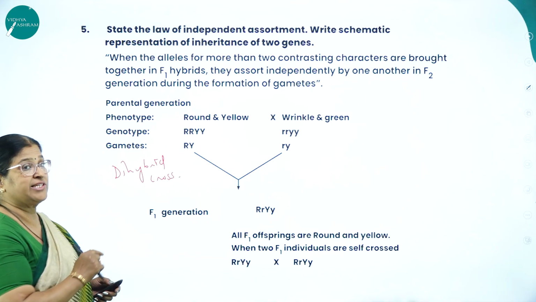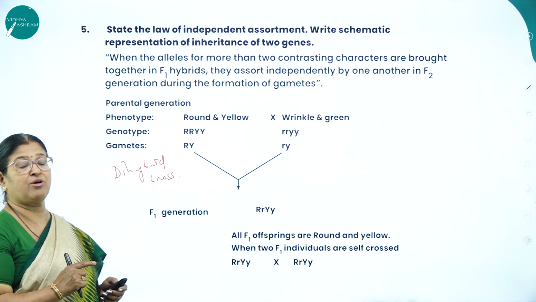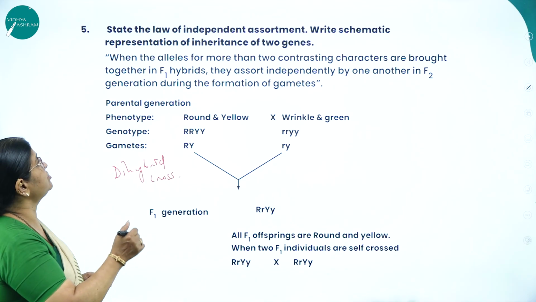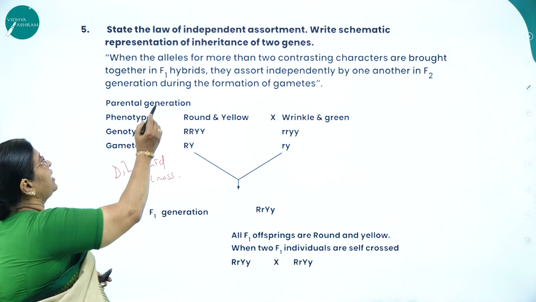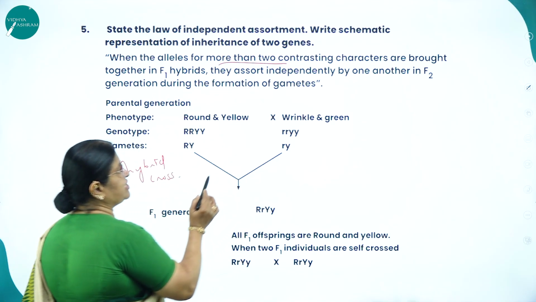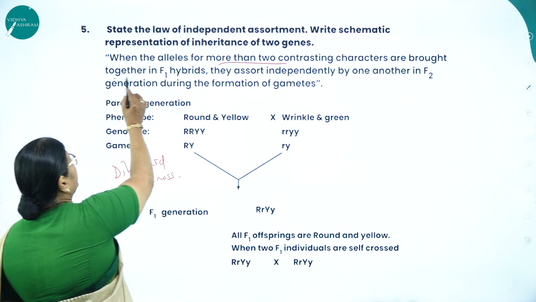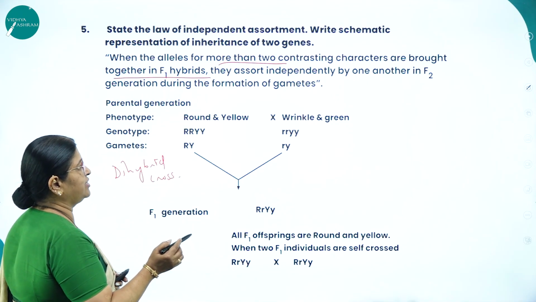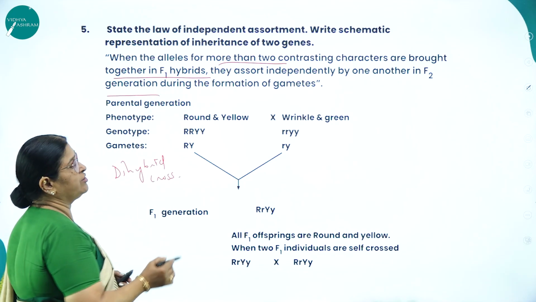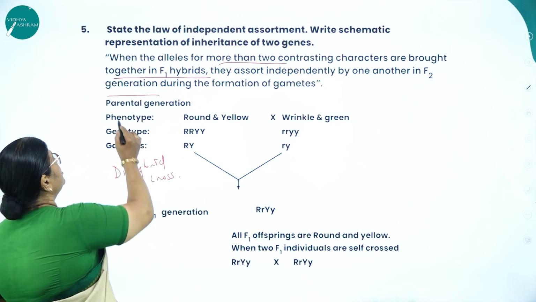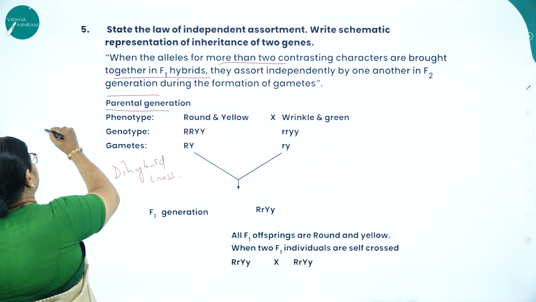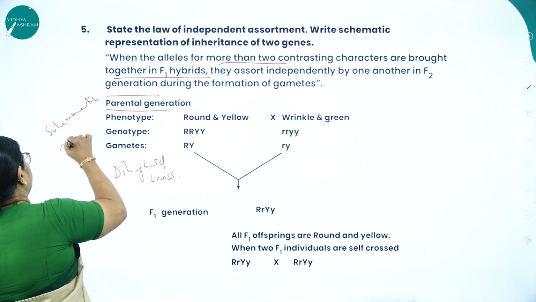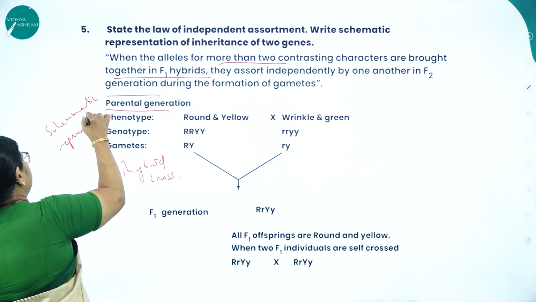And this dihybrid cross is verified by Mendel's law of independent assortment. So what does the law state? When the alleles for more than two contrasting characters are brought together in F1 hybrids, they assort independently of one another in the F2 generation during the formation of gametes. So how do you represent this? This is the schematic representation.